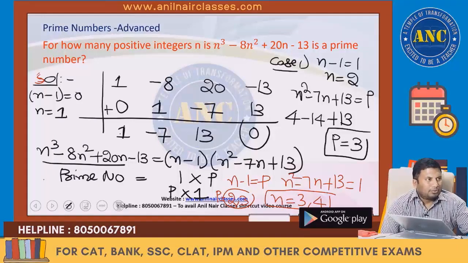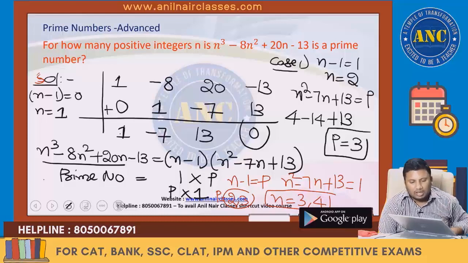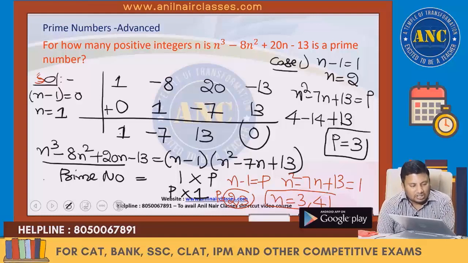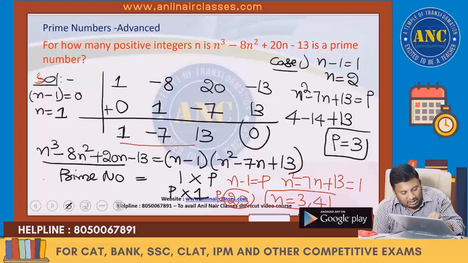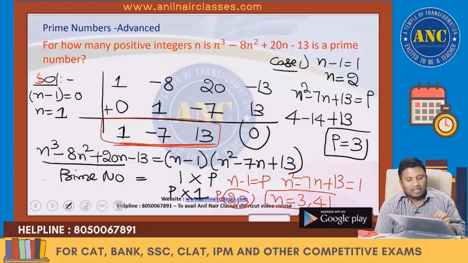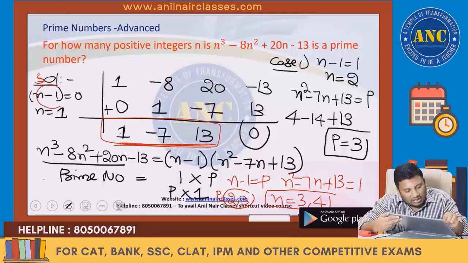I hope it is clear how to use synthetic division. n minus 1 is 0, n is 1. n cube coefficient is 1, 1, minus 8, 20, minus 13. Start with 0, 1 plus 0 is 1, 1 ones are 1, minus 8 plus 1 is minus 7, 1 into minus 7, minus 7. So till here I hope it is clear. Then we have to see the definition. n square minus 7n plus 13. Again I am explaining. n minus 1 is a factor of this number. So n minus 1 is 0.